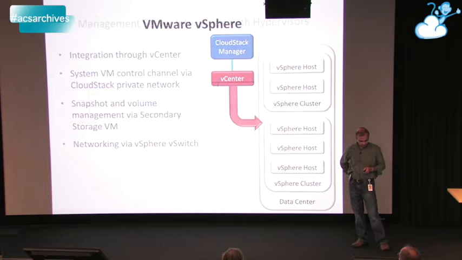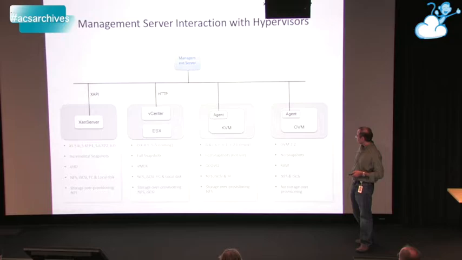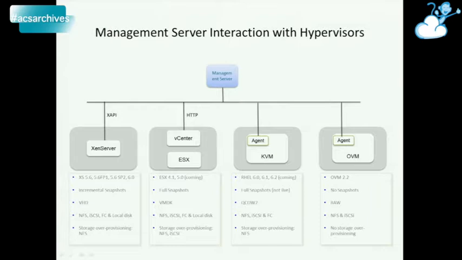So here's a summary of what works and what doesn't. You can see that for Oracle VM, there are no snapshots and no storage over provisioning. But the other ones are pretty well supported. We use the native file format for each hypervisor. Xen Server likes VHD, vCenter, or VMware likes VMDK, and QCOW2 for KVM. You can also actually use RAW for KVM. Those are the supported primary storages.